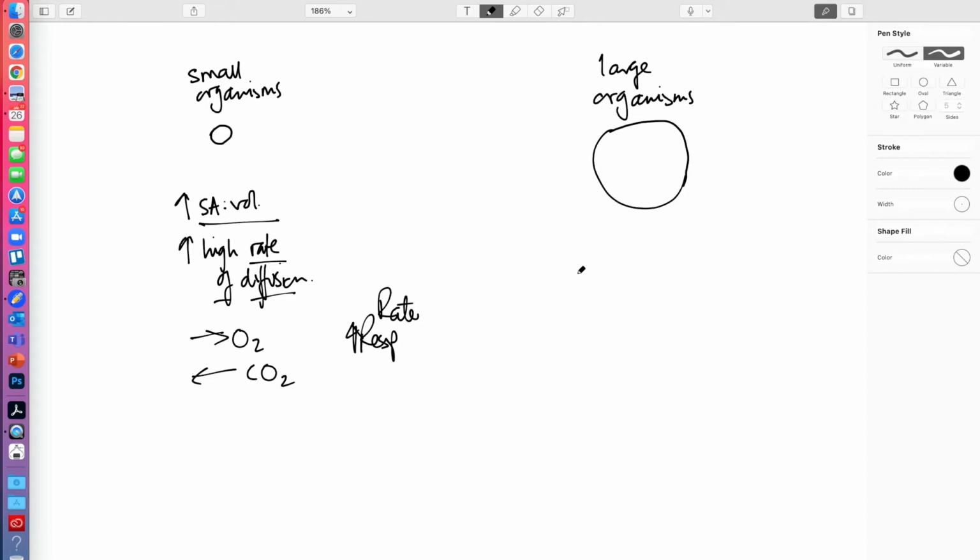Okay, now let's contrast that with large organisms. Large organisms have a much lower surface area to volume ratio. Therefore, just using the surface area for exchange would result in a very low rate of diffusion. And I might not say low, I might say inadequate or insufficient rate or inadequate rate.